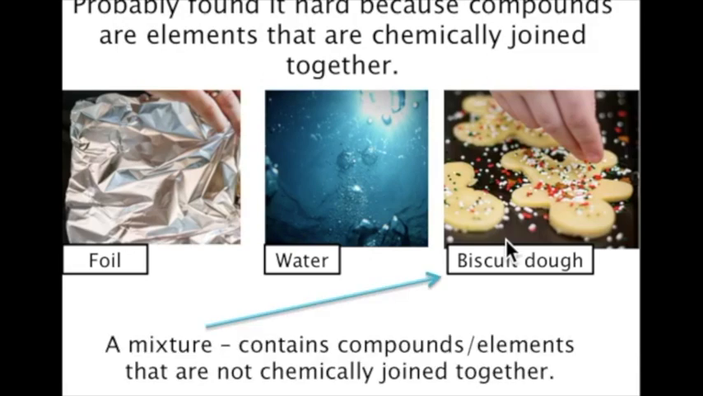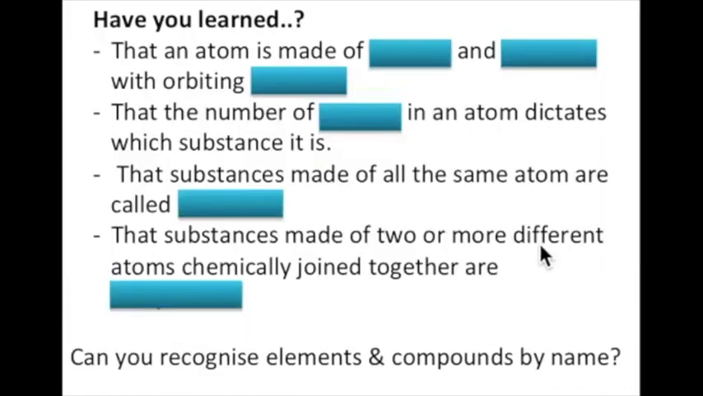It's biscuit dough that is a mixture. So a compound is where the atoms are chemically joined, as we've seen. A mixture just means they're mixed together. So it would be really, really difficult to separate all the flour and the sugar and the salt from a biscuit dough, but you could do it. They're not chemically bound together, not until they're cooked.